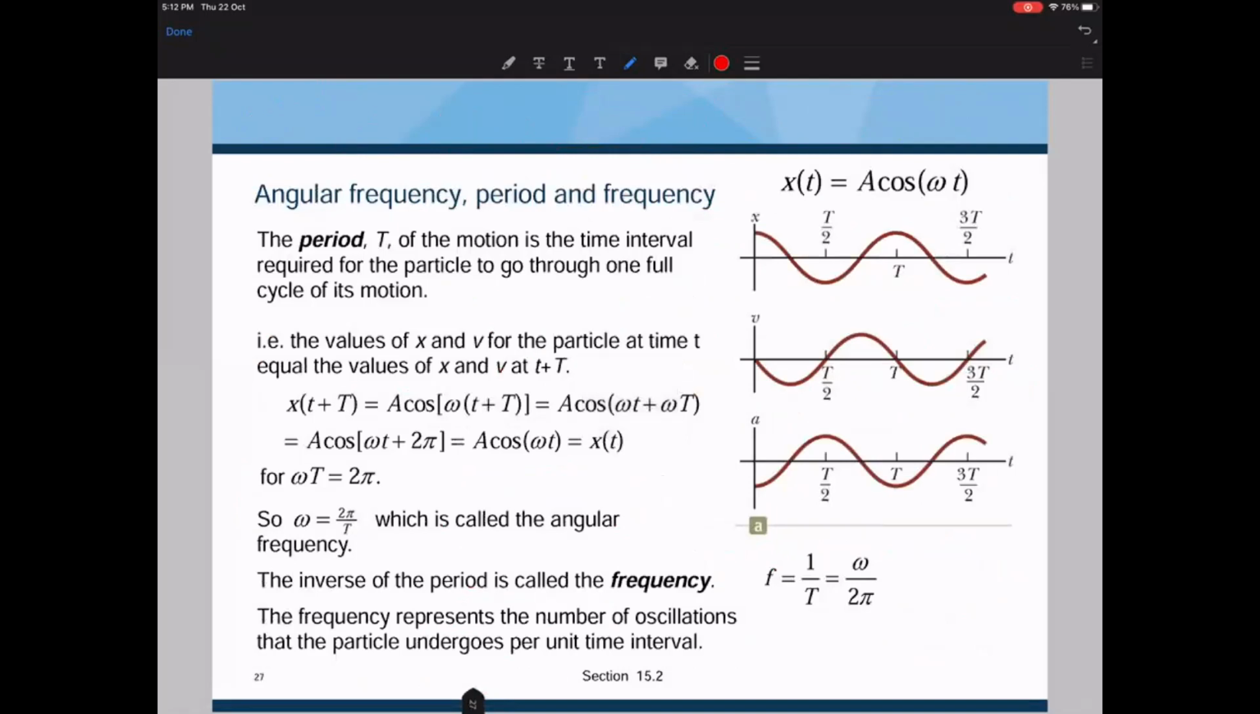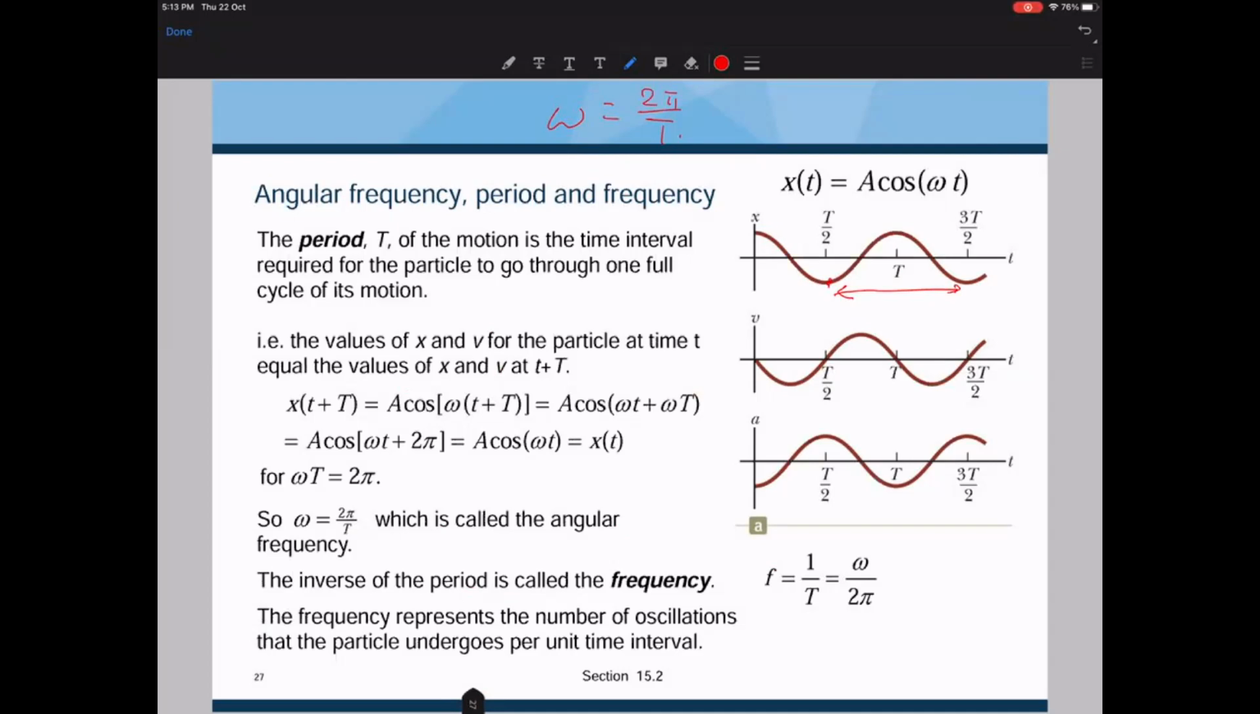Now, just to briefly recap the period of the oscillation. As I've said, it is related to the omega. So omega is equal to 2 pi over T, and the time T refers to the time interval required for the particle to complete one oscillation. It is the time required for the particle to complete one oscillation.